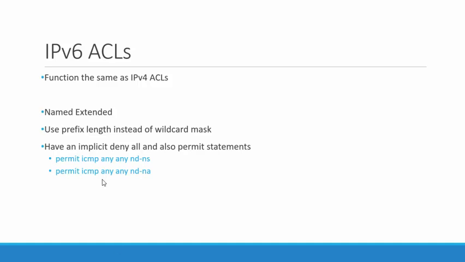You won't see them in the running config, but you do need to be aware of them, that these are needed in your IPv6 network, and they are part of the ICMP protocol suite. So just something to pay attention to. So there are three implicit statements for IPv6 ACLs, and that's the deny and our two permit statements.